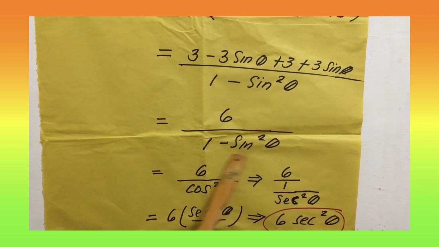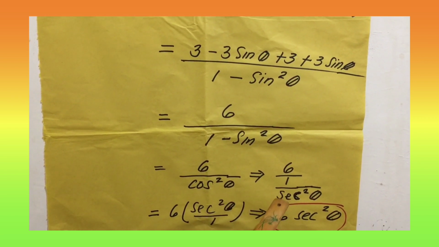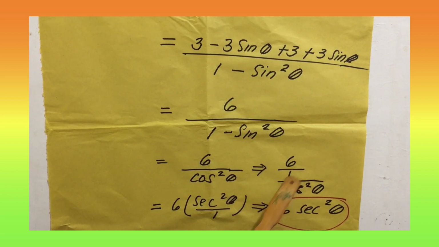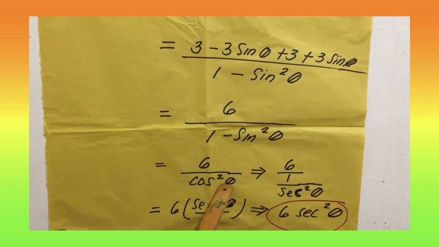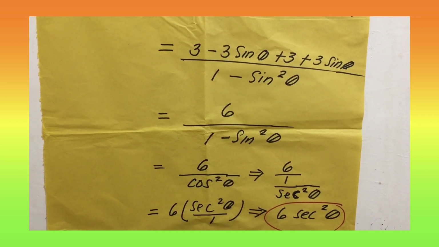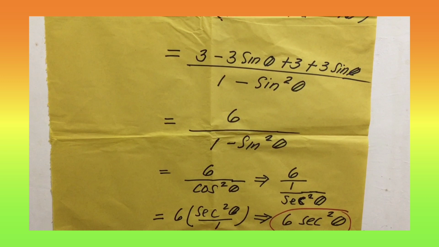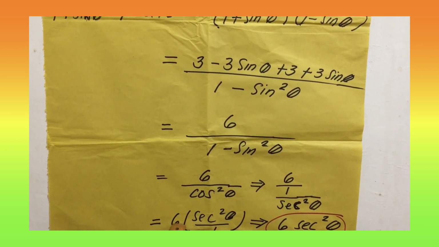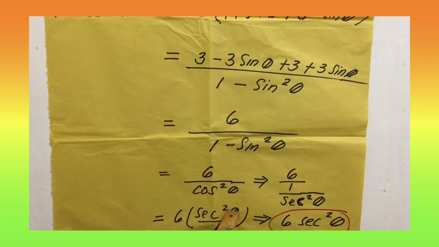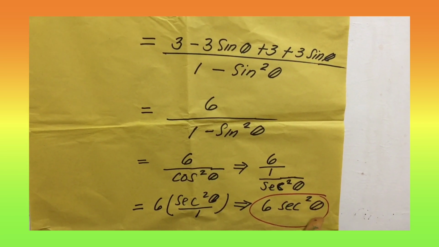Remember, this will be equivalent to cos squared theta. And then we have here 6 over cos squared theta. Then the reciprocal of that becomes 6 times secant squared theta over 1. So this will be our final answer, 6 secant squared theta.